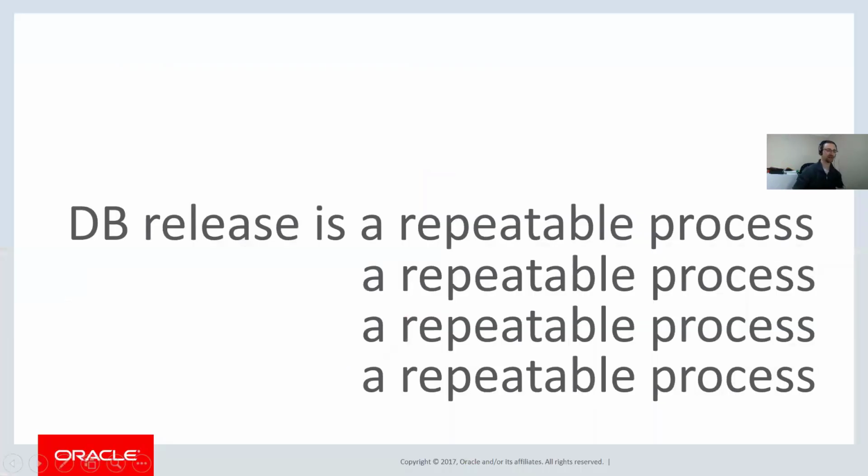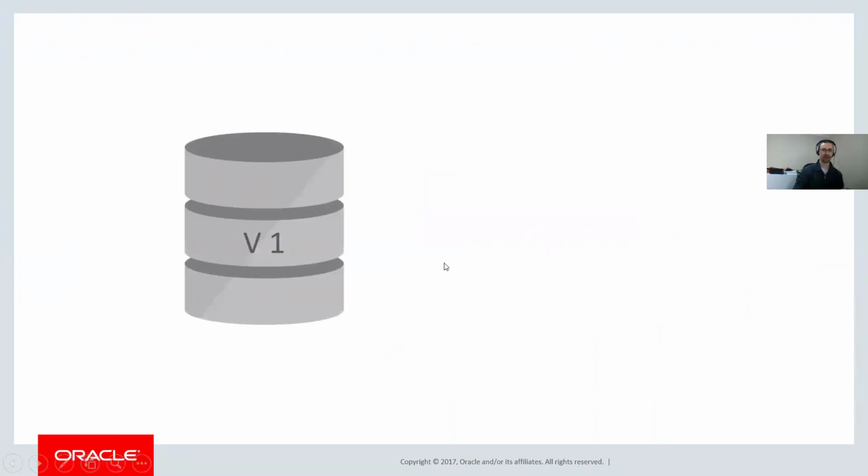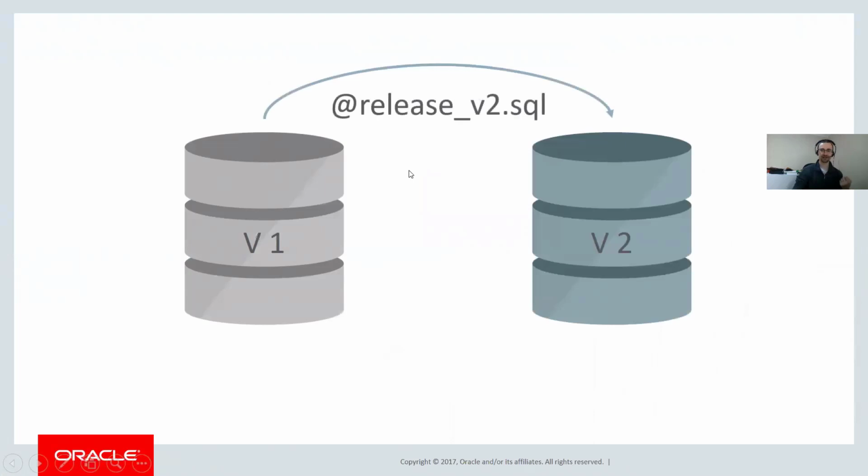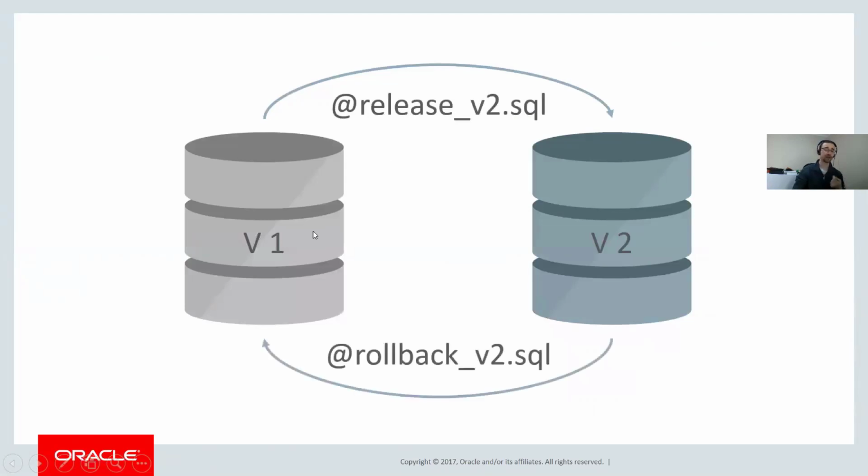The key thing here is this process should be repeatable. You should be able to run the script and get the same result every single time. So we've got version 1 of the application, we run our release script against the schema, and it takes it up to version 2. Not only do you have a release, you should also have a rollback, which undoes all those changes. And you should be able to keep going round and round in this circle as many times as you want, and you'll always bring the schema either down to version 1 or up to version 2.